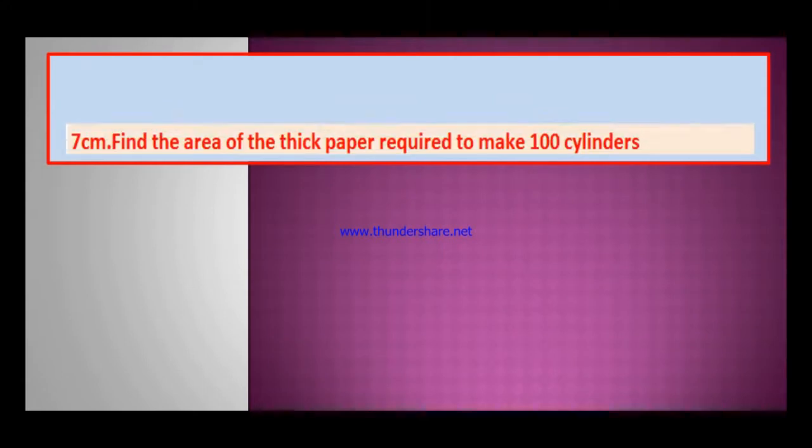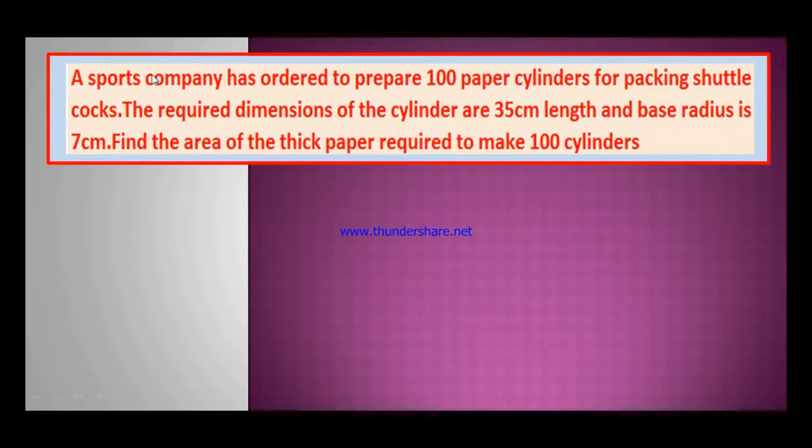Now, another question on cylinder. The question is: a sports company has ordered to prepare 100 paper cylinders for packing shuttlecocks. The required dimensions of the cylinder are 35 centimeters length and base radius 7 centimeters. Find the area of the thick paper required to make 100 cylinders.